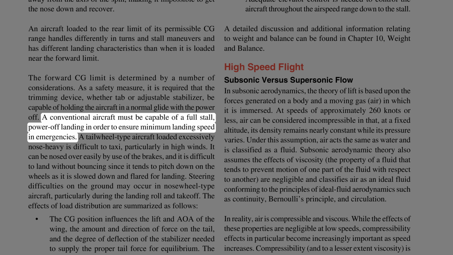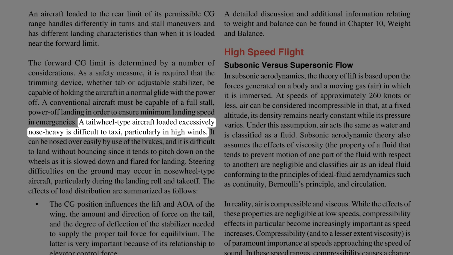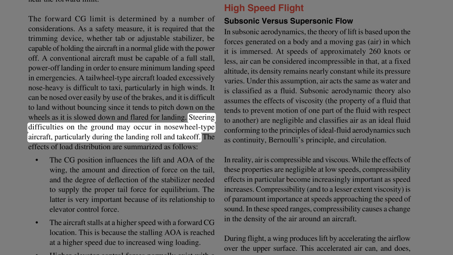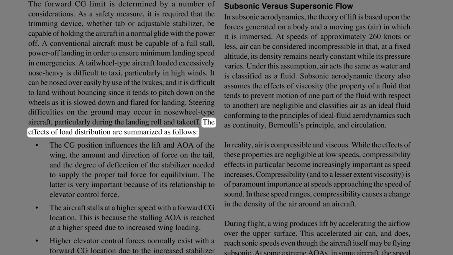A conventional aircraft must be capable of a full stall, power-off landing in order to ensure minimum landing speed in emergencies. A tailwheel-type aircraft loaded excessively nose-heavy is difficult to taxi, particularly in high winds. It can be nosed over easily by use of the brakes, and it is difficult to land without bouncing since it tends to pitch down on the wheels as it is slowed down and flared for landing. Steering difficulties on the ground may occur in nosewheel-type aircraft, particularly during the landing roll and takeoff. The effects of load distribution are summarized as follows.